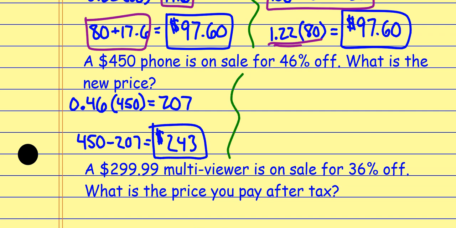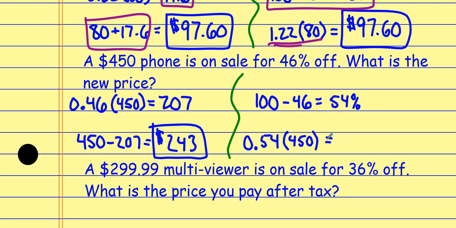Again, the other option is to say, hey, this started at 100% of the value. That 450 represents the entire one whole of the value. And I want to take away 46% from that 100%. See, I'm talking about percentages right now. And if I subtract that, that means I'm down to 54%. So now 54% is 0.54 times the original price of the phone, $450. And ready? 0.54 times the 450, $243.